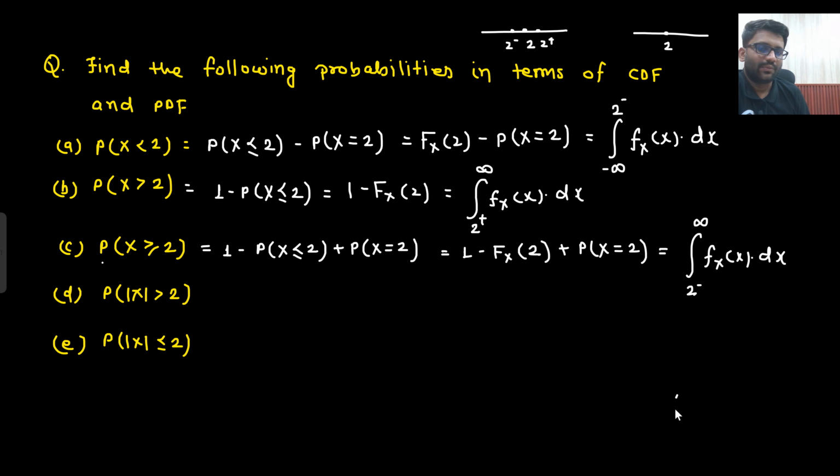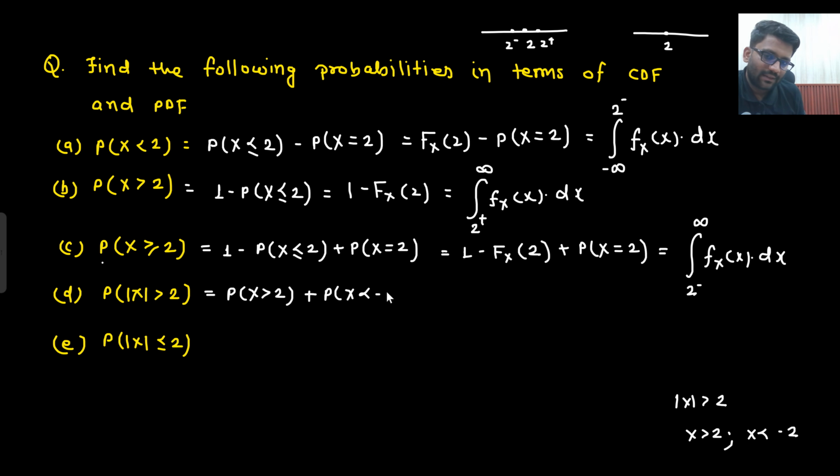Mod of x greater than 2. Can you solve it? So x should be greater than 2 or x should be less than minus 2. Right? Mod of x greater than 2. If x is 3, 4, 5, everything will work. If x is minus 3, minus 4, minus 5, everything will work. So x is either greater than 2 or x is less than minus 2. So for greater than 2 you have written it, and less than minus 2 also you can write down.